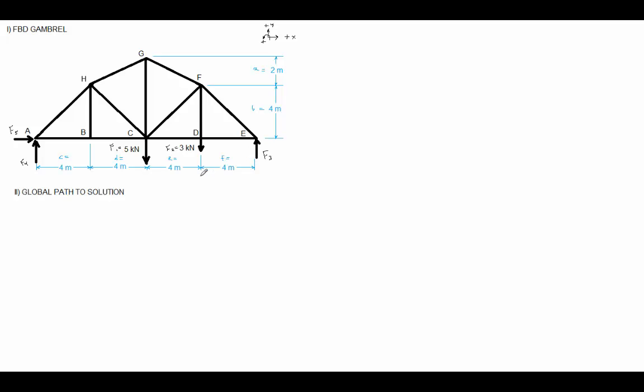Now step number 2 is called a global path to solution. You're no longer required to do an equilibrium analysis, although you may continue to do so if you still choose. What we're going to use instead is called a global path to solution. Before I actually fill in all the details of the global path to solution, this just basically says what I'm going to do in what order.